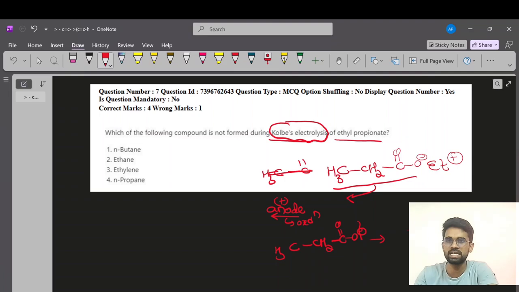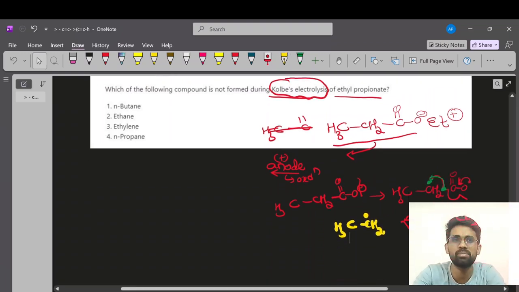This electrolysis takes place, and it is going to give you a radical like this. Now from here, you just remove CO2 gas, using one electron this side and one more electron from here. So we are going to get an ethyl radical, because the sigma bonded electron is going to come here as a dot. That is the ethyl radical, CH3, CH2 radical. So from this ethyl radical, what are the possible products we can expect?